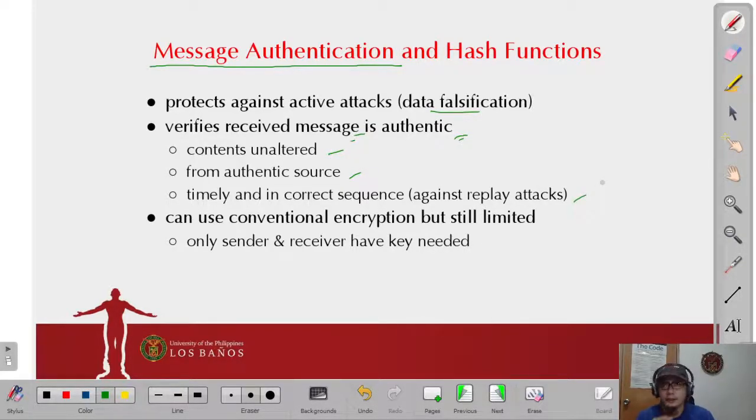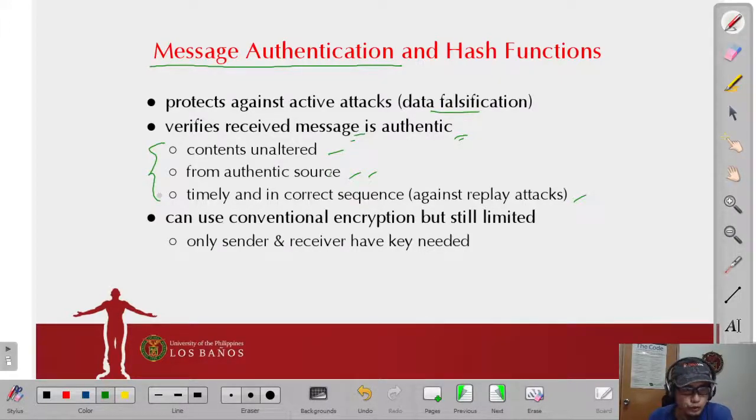This is very important nowadays, since most people are working from home. Example, signing of PDF documents, signing of forms. How do you know that, even though I attach my signature specimen on the PDF document, that document really came from me? How do you do that? So cryptography has a tool for that. It's called message authentication and hash function, which is basically used for authentication.